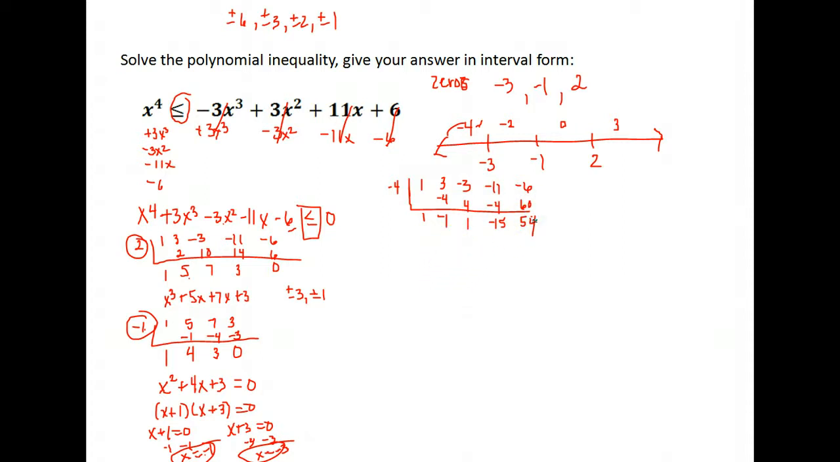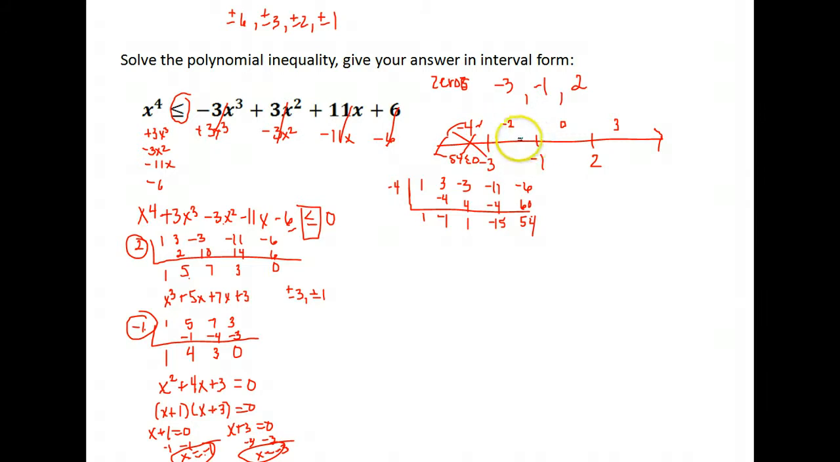Okay, so I came up with 54. So again, what that means is if I were to plug negative 4 into this polynomial, the number would be 54. So then our goal was to test: is that less than or equal to 0 like I wanted? No, 54 is greater than 0. So this is not part of my answer. That entire interval is out.